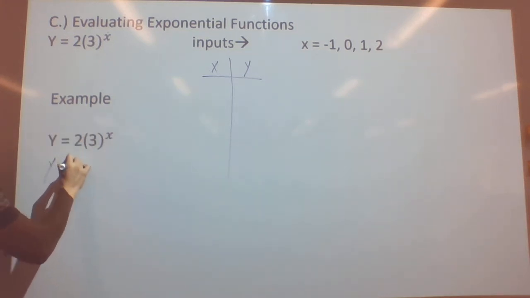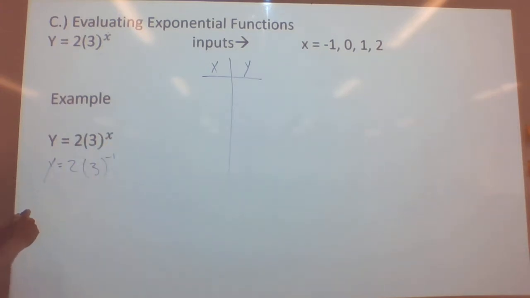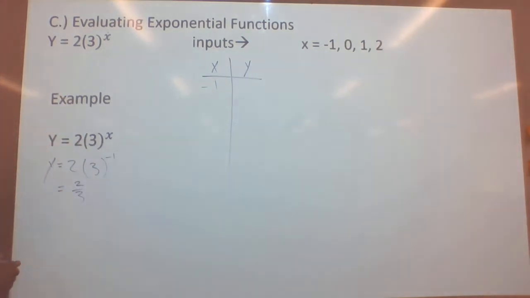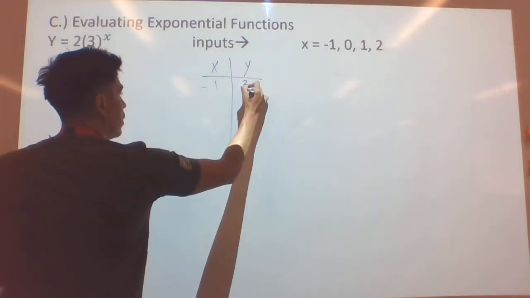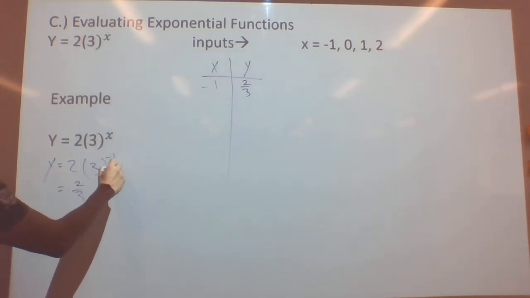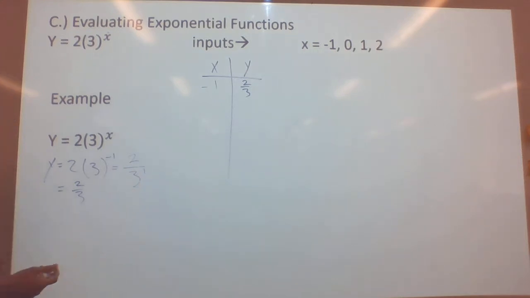So we have y equals 2 over 3 to the negative 1. That's going to give us 2 over 3. So as x is negative 1, again, it's going to give us 2 over 3. Why 2 over 3? I guess I went fast there, but you can't have negative exponents. So what you do is you bring the 2 and 3 to the 1. 3 to the 1 is just 1, so we get 2 over 3, okay?